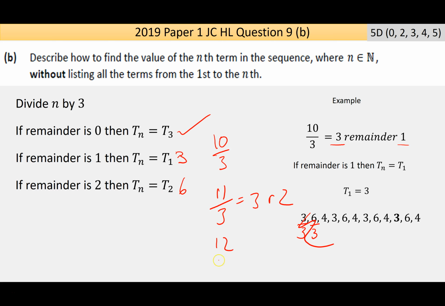Now, if I had 12 and divide that by 3, there is no remainder. It goes in 4 times, so no remainder. That's equal to the 3rd term, which is 4. Now, if you went again with 13 divided by 3, there'd be 4 times remainder 1.